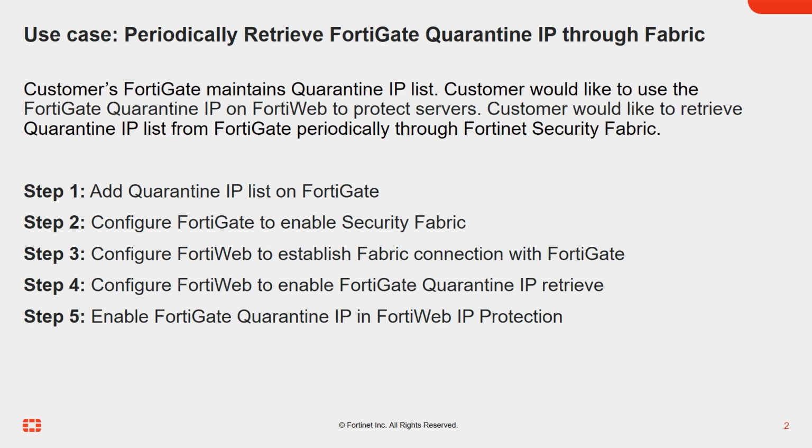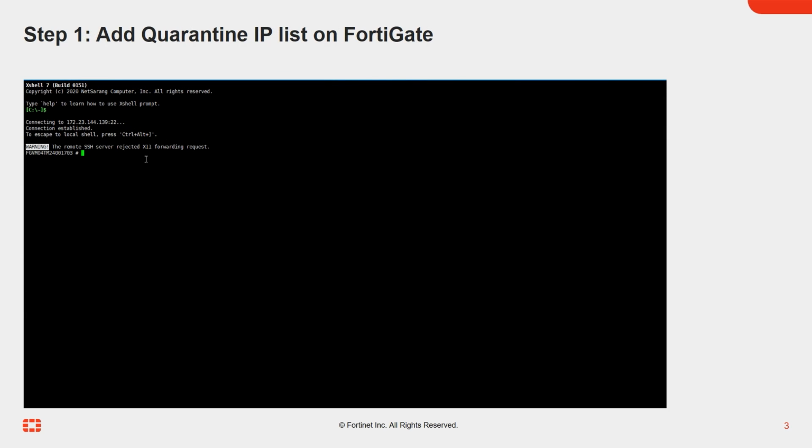In version 7.6.0, we're using the Fabric connection rather than the previous FortiGate integration. Normally, customers add source IP addresses to the FortiGate quarantine IP list by choosing them from FortiView, which displays real-time traffic statistics. From this view, users can select IP addresses to quarantine. In this demonstration, however, we'll add IP addresses to the FortiGate quarantine IP list using FortiGate's CLI commands.